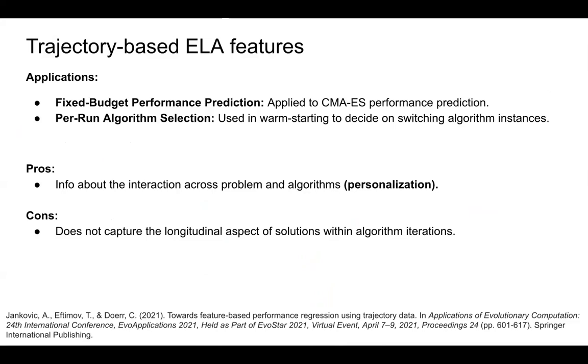And then what are the negative points? Let's say you need to have some timestamp, you need to merge all data together, and then you are losing the longitudinality, how these candidate solutions have been generated through the search space.